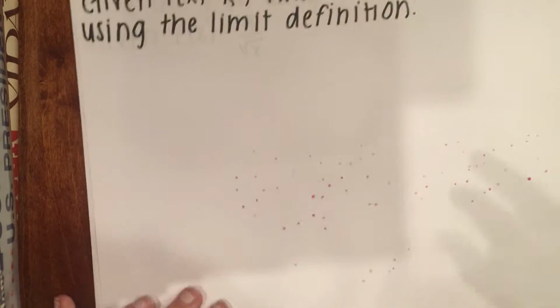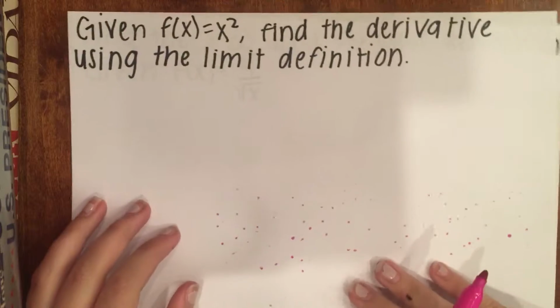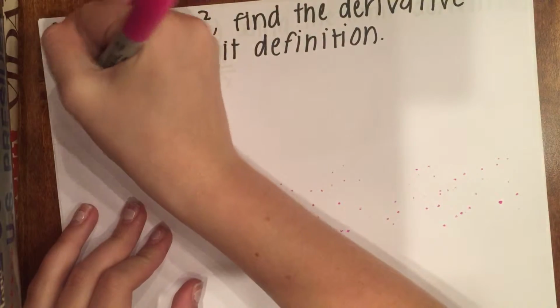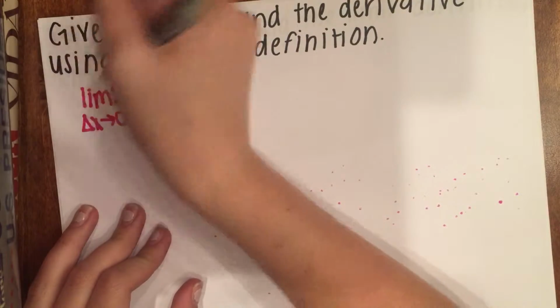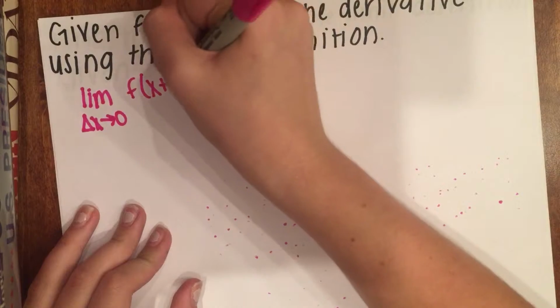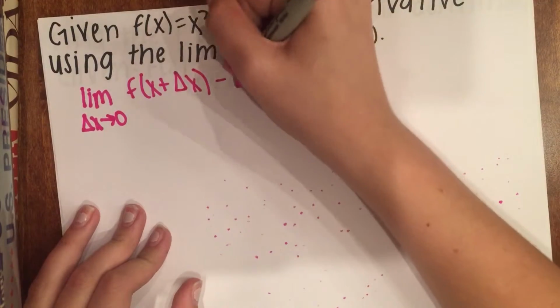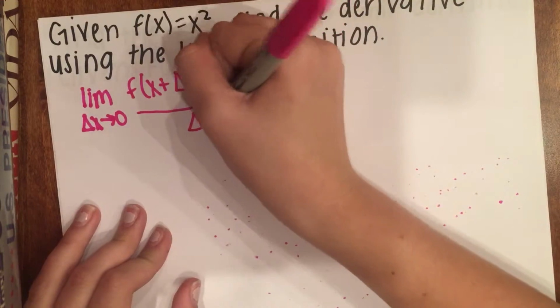So, a way to put this in perspective is by actually doing a problem. Given f of x equals x squared, find the derivative using the limit definition. First things first, I'm going to write out the limit as delta x approaches 0 of f of x plus delta x minus f of x, all over delta x, just to keep me on track.